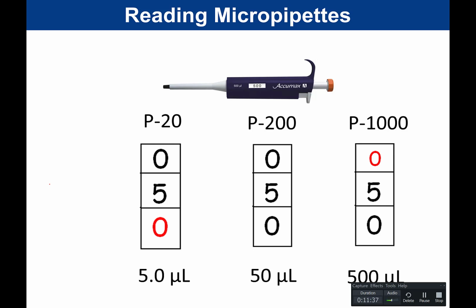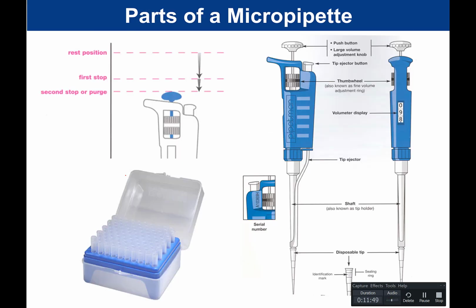Notice that these dials all look the same, yet the volumes that they're set at would be very different because it's dependent on the maximum. So when working with our micropipettors, there is a push button or a plunger.